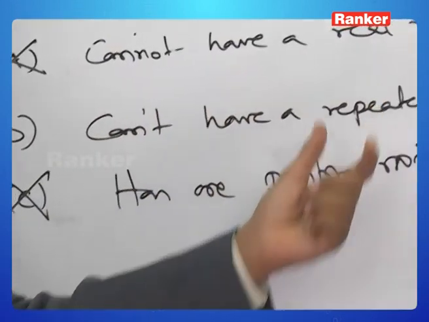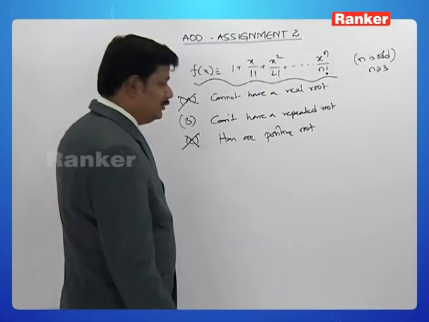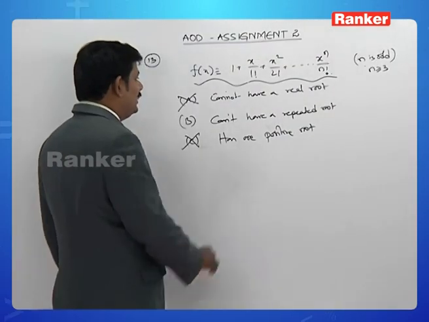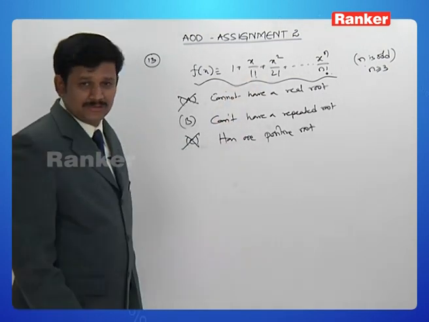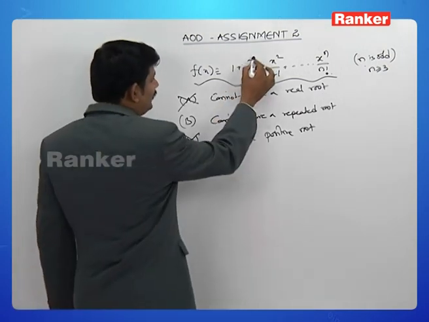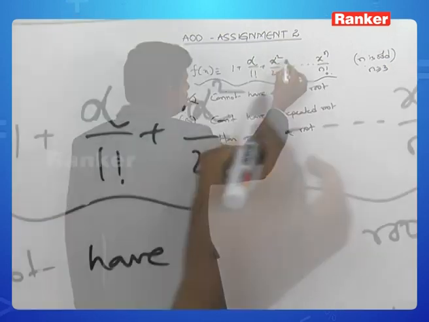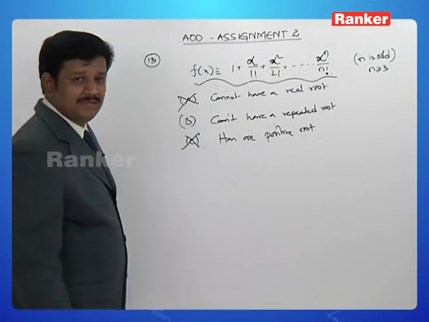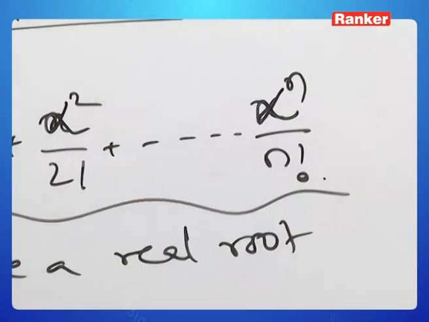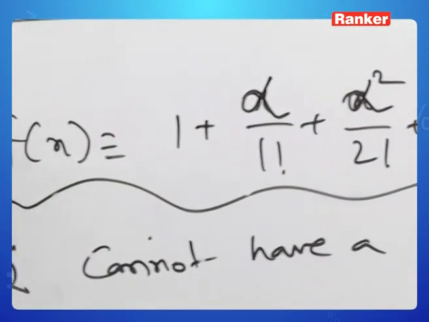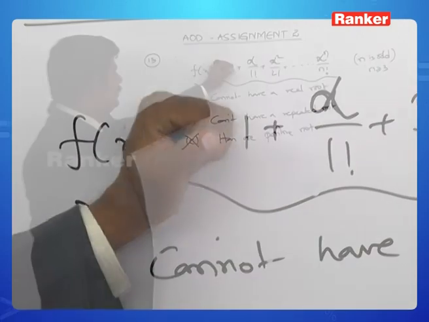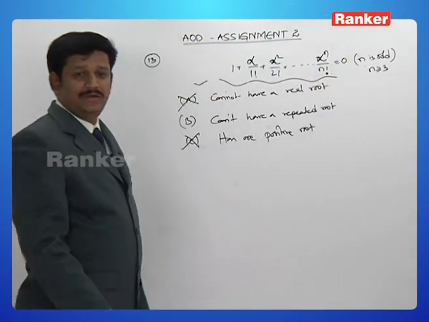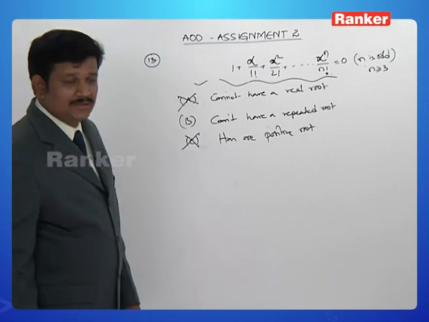Option B, can't have a repeated root. Let us see if f of x can have a repeated root. Let alpha be a repeated root of f of x. If alpha is a repeated root of f of x, alpha will satisfy this equation, and alpha will also be a root of f dash of x equal to 0.